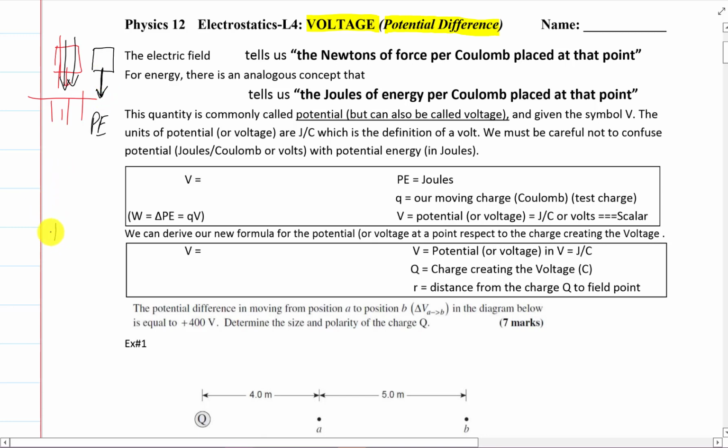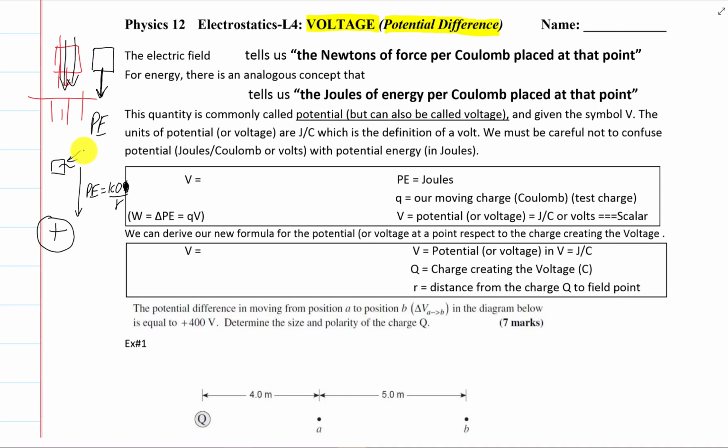Then if we have a big positive charge here, and I have this location here, if and when I put a charge in there, it will have potential energy. The amount of potential energy it gets will be kqq over r, but I haven't put that charge in there yet. This locality has the potential to have potential energy. And this quantity is often called potential, and it's also referred to as voltage.